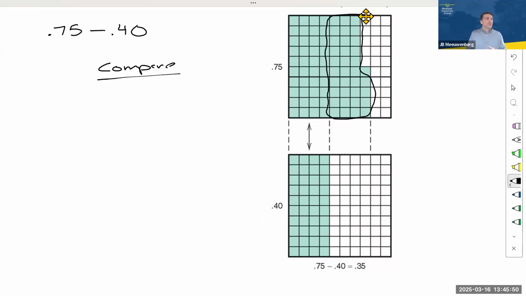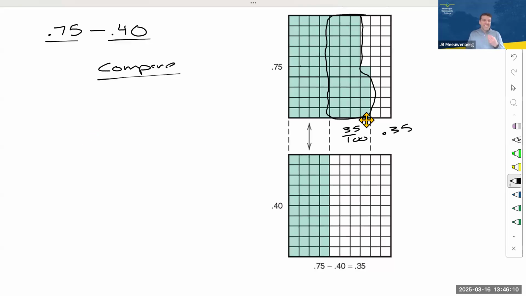That's the difference between these two values and these two shaded areas. And so we can see from it, even if we just count these areas, that that would be 35 of these hundredths blocks, 35 hundredths.